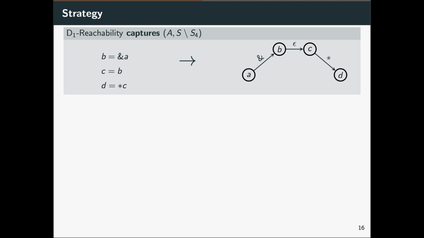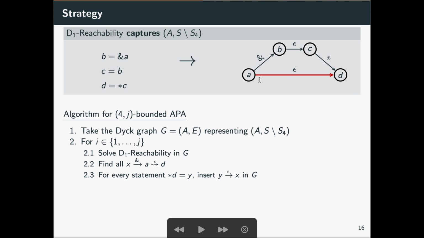The idea is that these three statements on the left imply an assignment d equals a in the pointer analysis world, whereas in the Dyck reachability world, if we interpret taking the address of a variable as opening a parenthesis and dereferencing on the right-hand side as closing the parenthesis, we have a reachability relation: a reaches d.